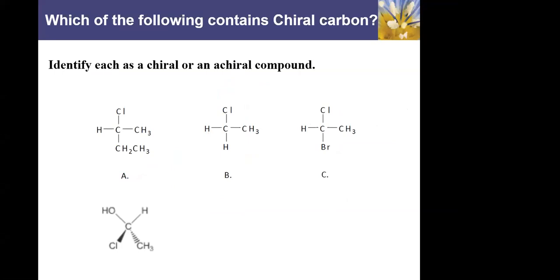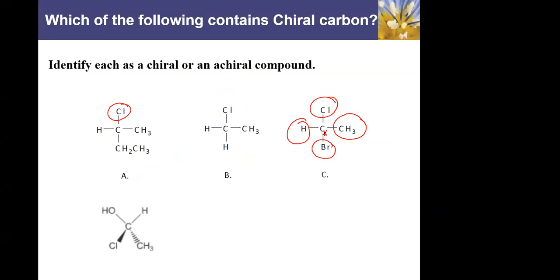Can you tell me which among these molecules is chiral? C is chiral. A is chiral. Only C is chiral, because I have bromine here and chlorine here. So is A. So is this a chiral carbon? Yes, I will mark it with an asterisk. We mark stereocenters or chiral carbons with an asterisk.